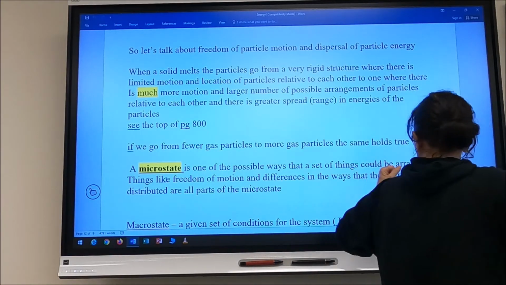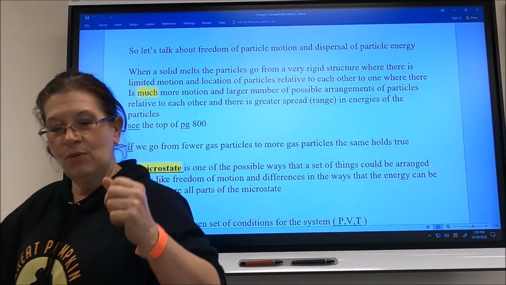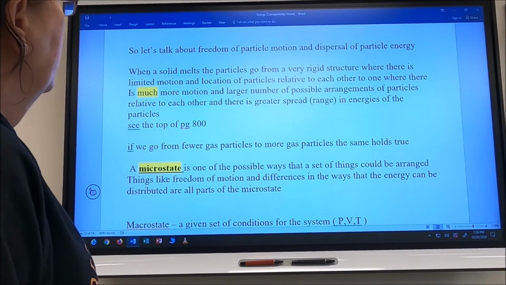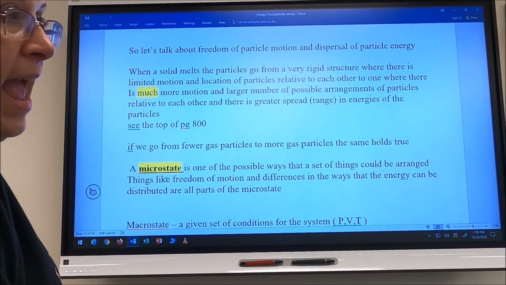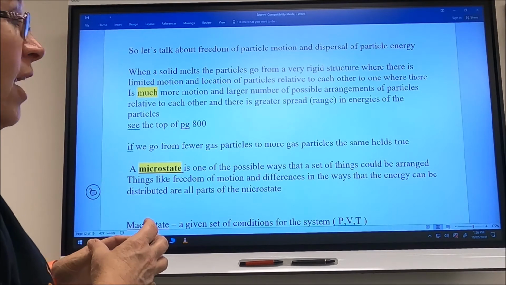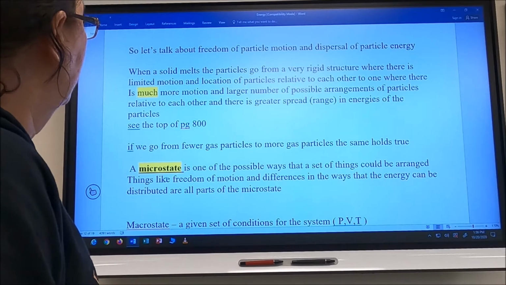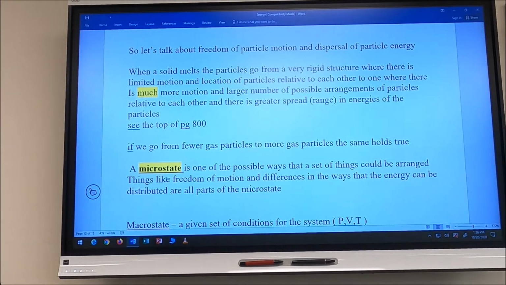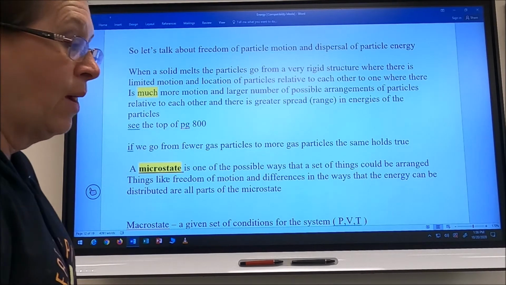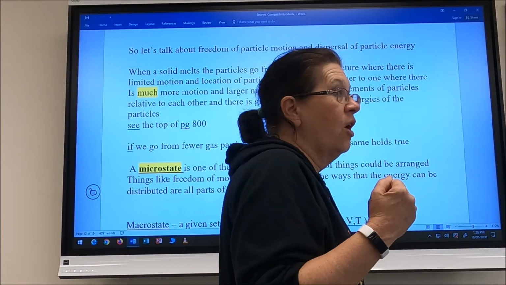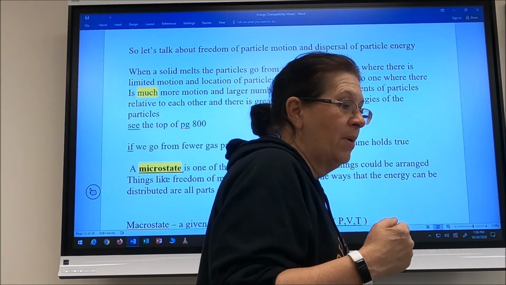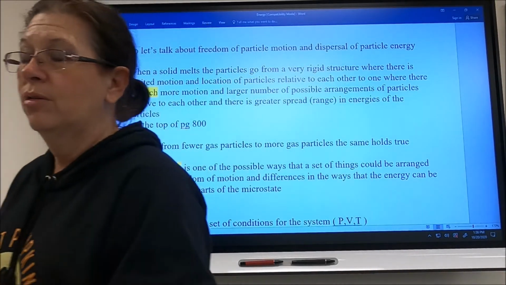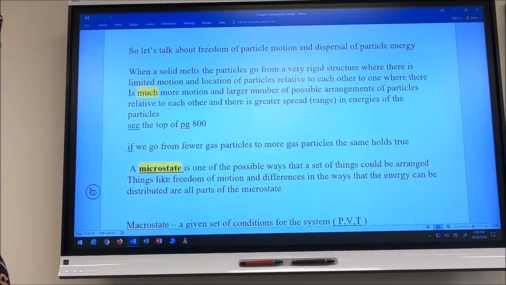Have enough room, I can slide by you, we can move here, I can move there. They start moving. When they start moving, that means there starts to be some chaos added into it. Everything's not in an ordered arrangement. There's much more motion, and there's a lot more ways the particles can be arranged. If all the particles are stuck in a position, there's really only one way they can be that way. But if they're sliding past each other, there's much more chaos, okay?